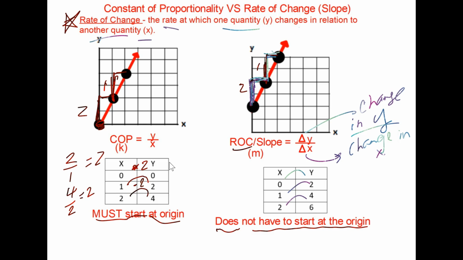What I must do, you will be writing this down, is find out how the y's are changing. So how does 2 become 4? What am I doing mathematically?